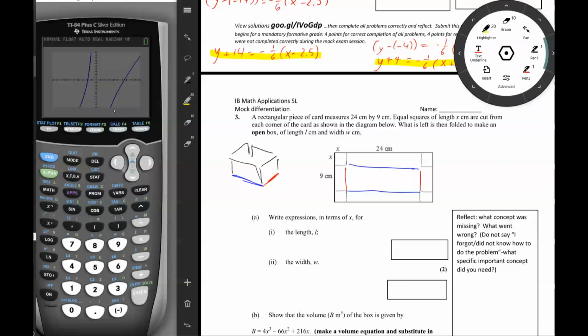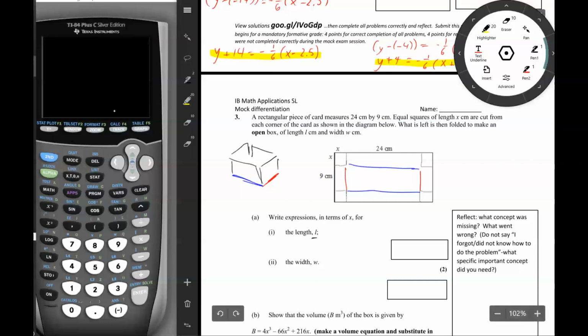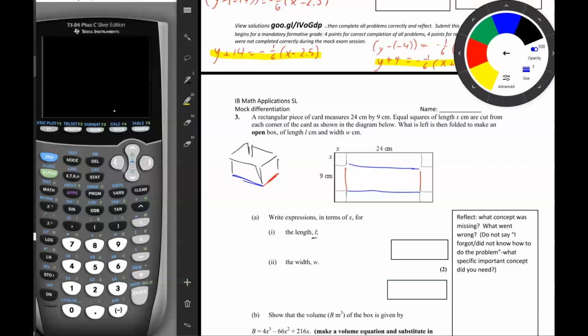And now let's go down and answer some of the questions, okay? Alright, so write an expression in terms of x for the length. Okay, so let's say that the length is blue. So the length in terms of x. So let's see. I'm going to relate x, 24, and the blue length. Okay? So this will be length, and this will be width.